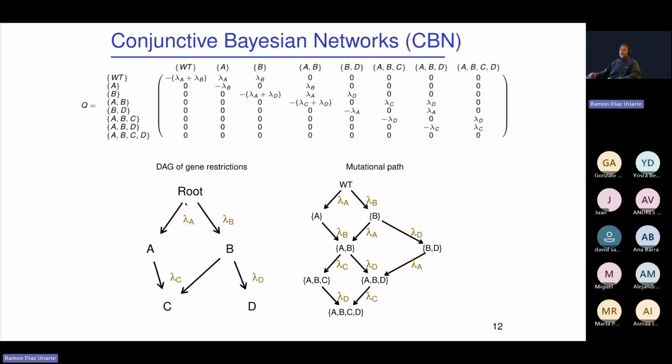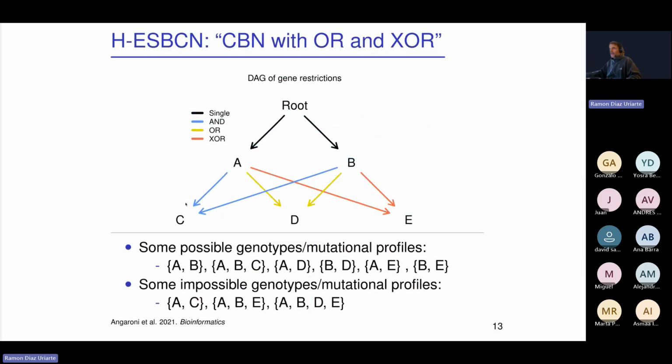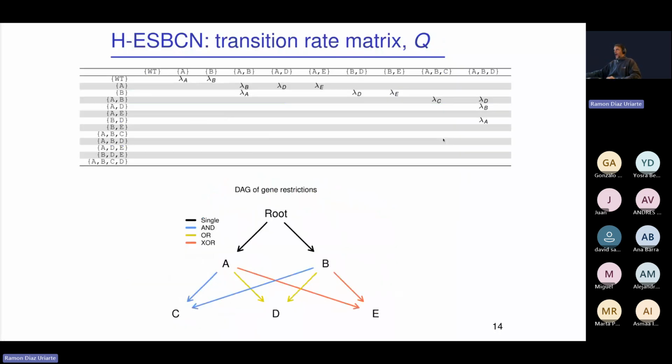A further elaboration of this model are HESBCN. We can think of HESBCN as CBN, the previous method, but with additional types of dependencies. Instead of just having only AND operations, we can have also OR operations, and we can have XOR, exclusive OR. The exclusive OR here would mean that we can observe E with A, and we can observe E with B, but we cannot observe A, B, and E simultaneously because of this XOR operation between A and B as parents of E. This also gives us a continuous time Markov chain model, with this being the rates of transition between states.